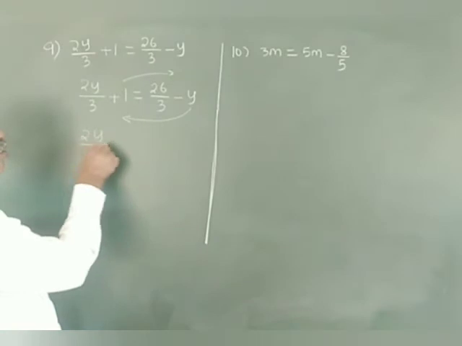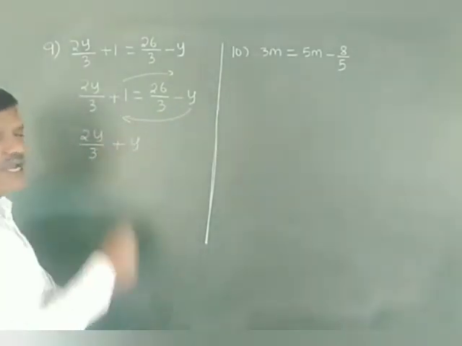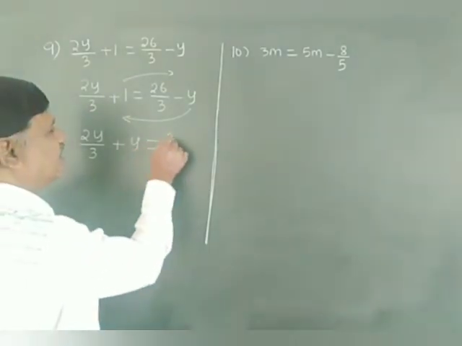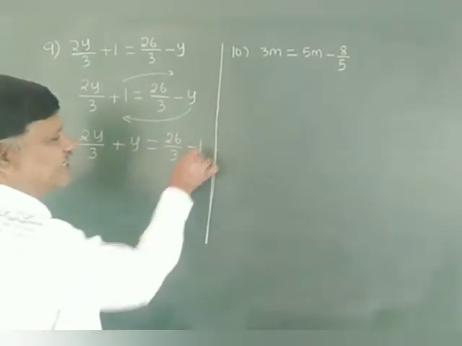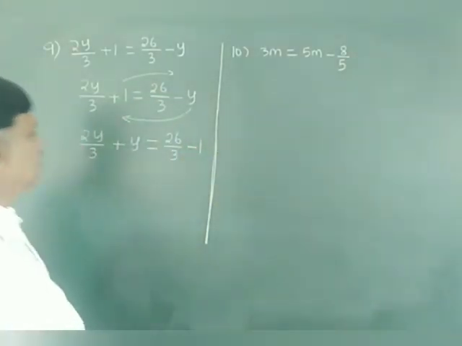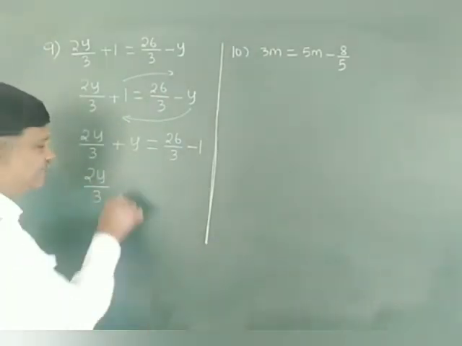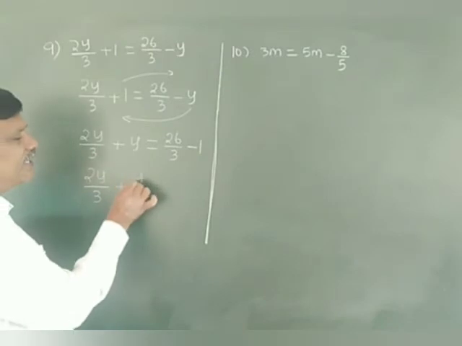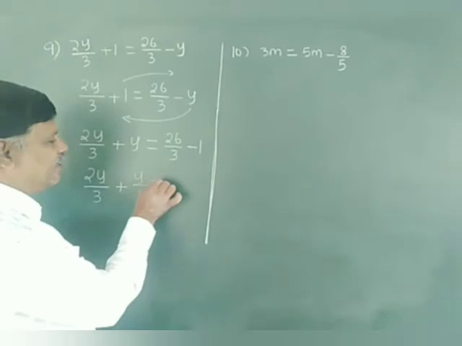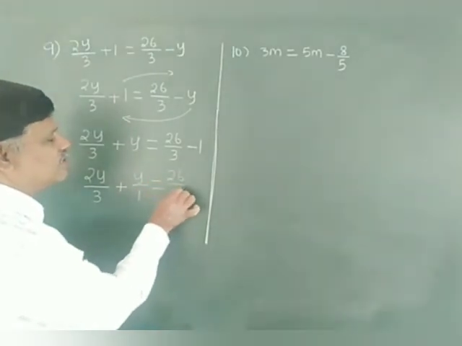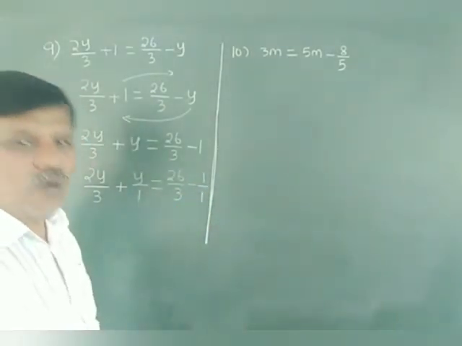Tell me. 2y by 3 minus y comes to the side as what? Plus y. And here what I get? 26 by 3 plus 1 goes to side as what? Minus 1. Now here how to simplify this I will tell you. 2y by 3 plus y can be written as a rational number as what? Y by 1. Okay. Equals to here 26 by 3 minus 1 can be written as 1 by 1.